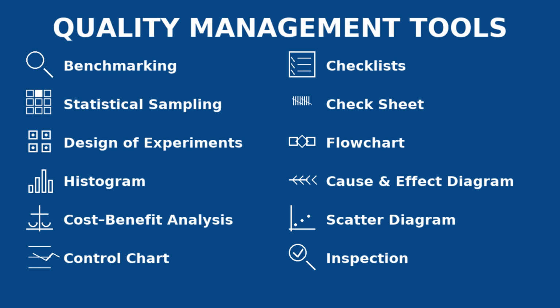This project manager is doing some calculation here. What is he trying to do? He is performing cost-benefit analysis. Cost-benefit analysis is a technique where you are weighing quality improvement cost against expected benefits to justify decisions. Does the cost outweigh the benefits?